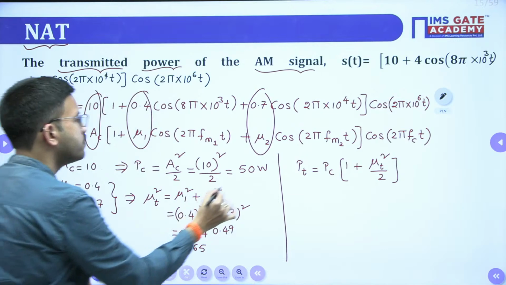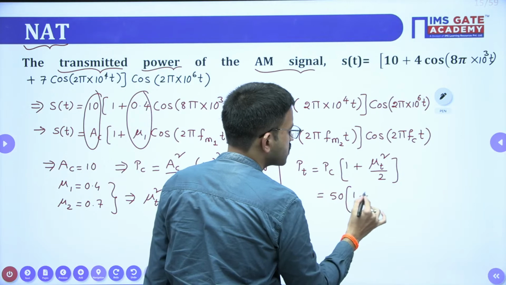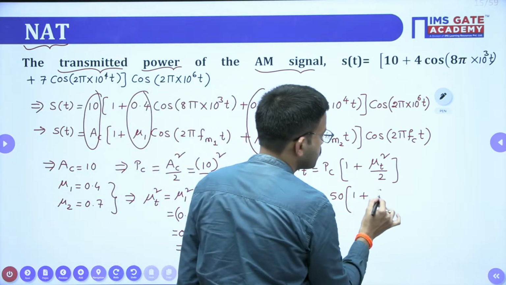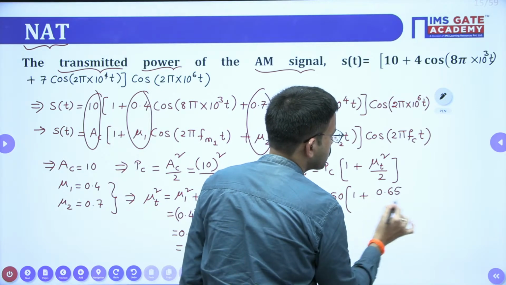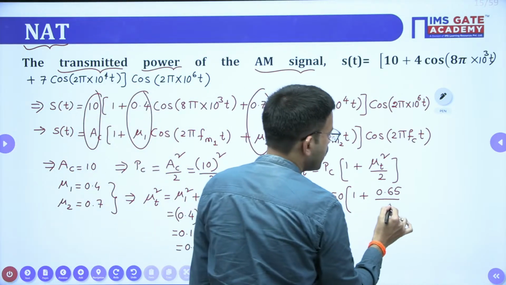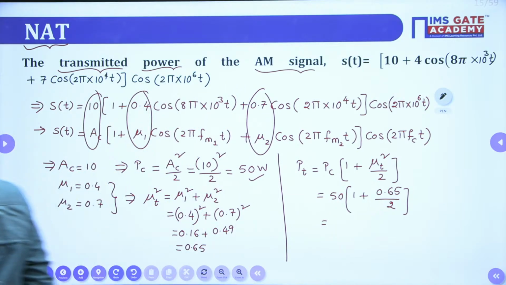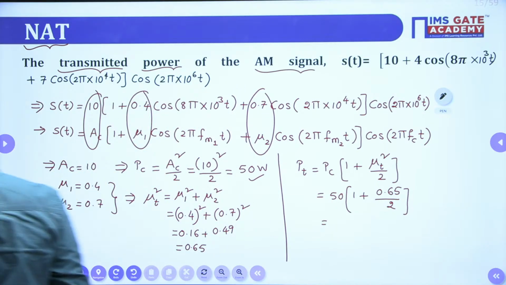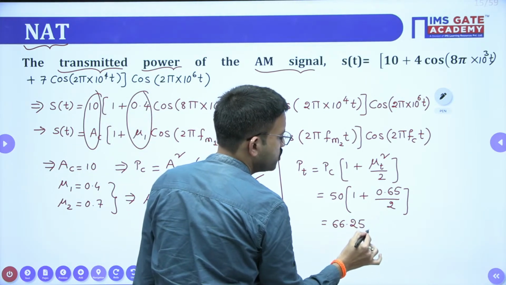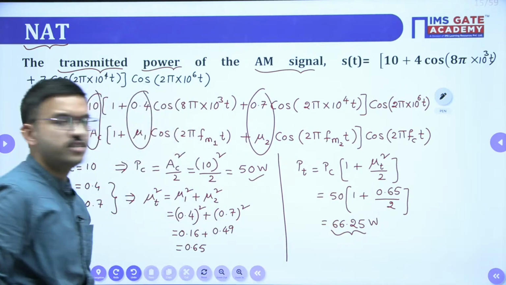So just now we got Pc value as 50. Just substitute here into 1 plus mu t square value we already got. Mu t square is nothing but 0.65. You no need to do squaring once again because we just now got the mu t square value. Directly you can substitute there and then divide by 2. So just do the simplification. From there you will get 66.25. The units are watts. So the answer for this question is 66.25.